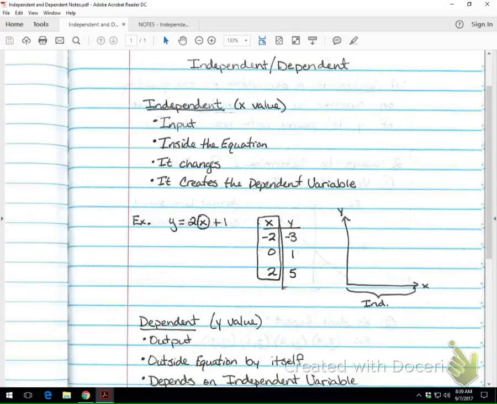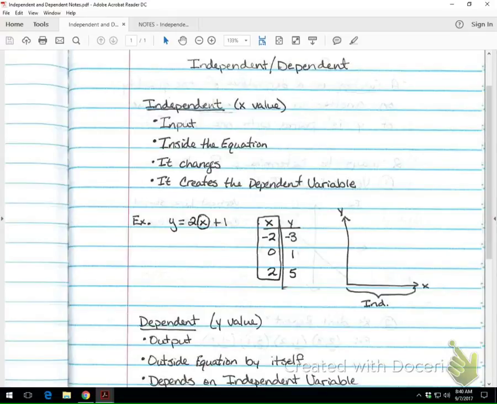Your independent is always your X value. Always. There are several ways to understand it. You can look at it as the input, inside the equation, and it creates the dependent variable. Like right here in my example, y equals 2x plus 1. Well, that x right there is your independent variable. Whatever goes there, that's your independent variable.